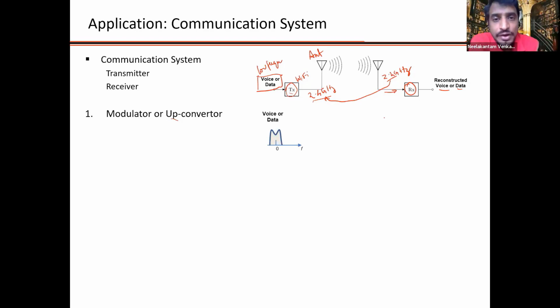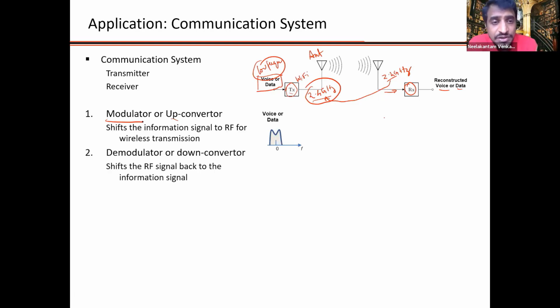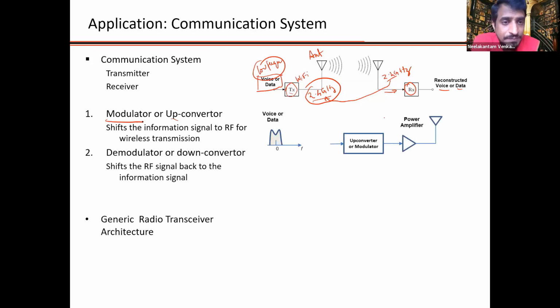So how do you convert this signal to that high frequency signal? That process is called modulation. And when you transmit it, you have to convert that high frequency back to the low frequency here. That is called demodulation. So you need to shift it back.